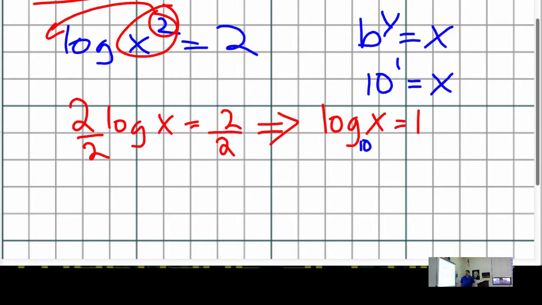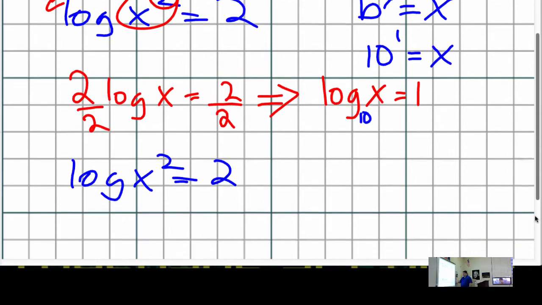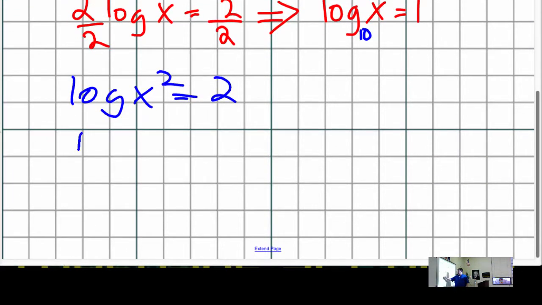Another way that we could do this problem is to just leave it the way that it is. So if I were to start over and say log of x squared equals 2, I could rewrite this as log, because remember this is base 10, log base 10 of x squared.